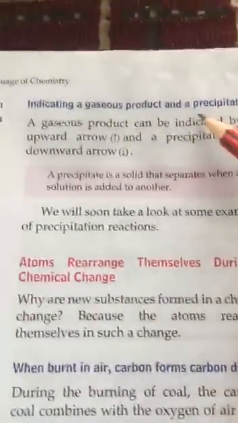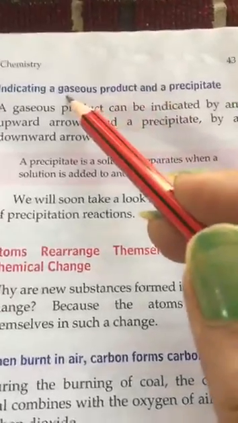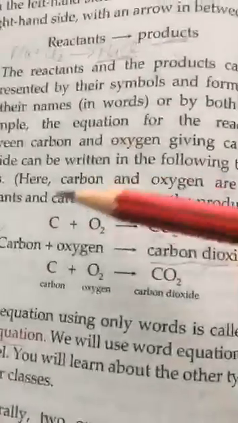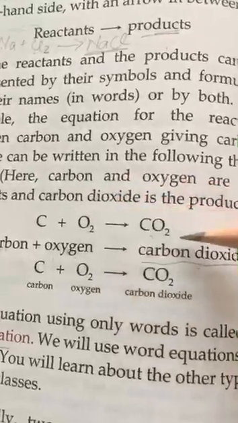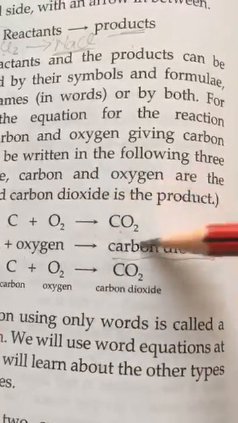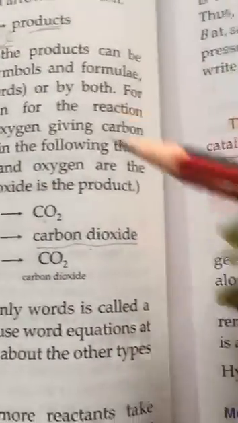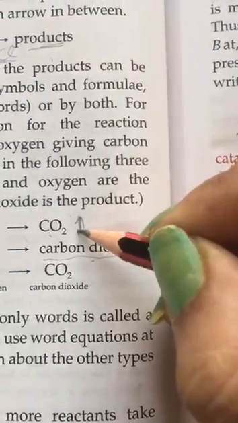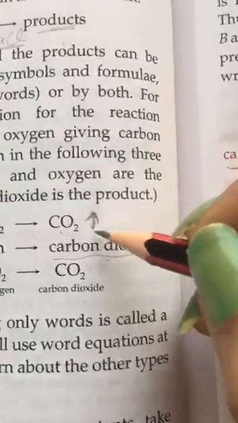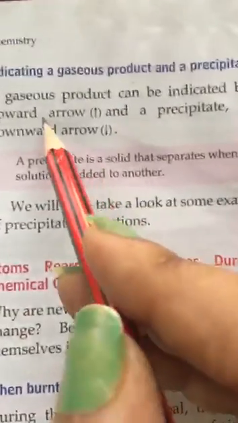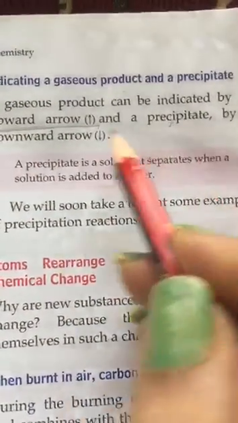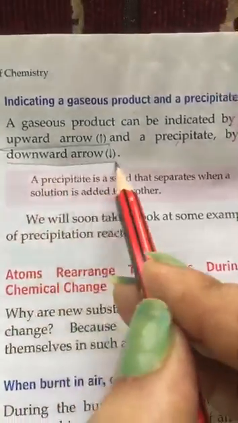Next is indicating a gaseous product and a precipitate. If in a reaction a gaseous product is formed, for example, carbon reacts with oxygen and carbon dioxide, which is a gas, is formed, then we need to write an upward arrow. We use an upward arrow to represent a gas, and for a precipitate we need a downward arrow.